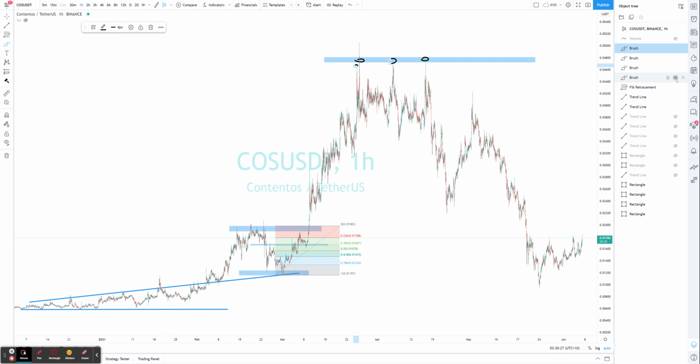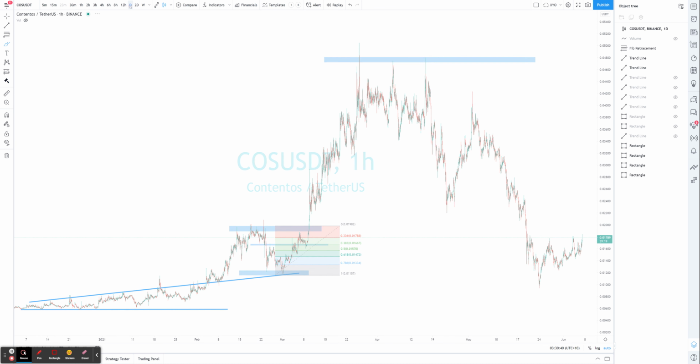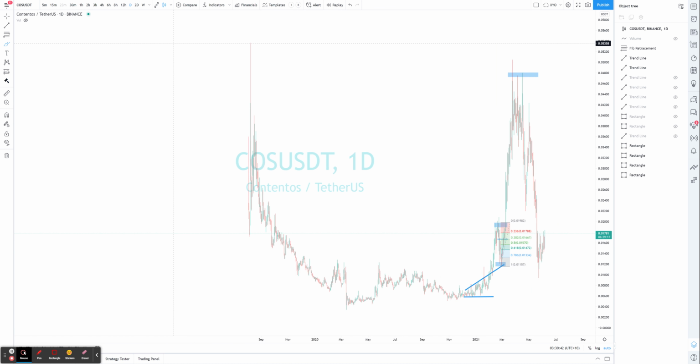Okay, so we've done that. Let's get rid of those lines. Okay, now let's look at the weekly chart. Actually, the daily, sorry. Looking at daily.